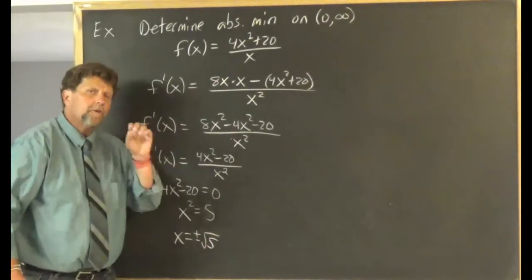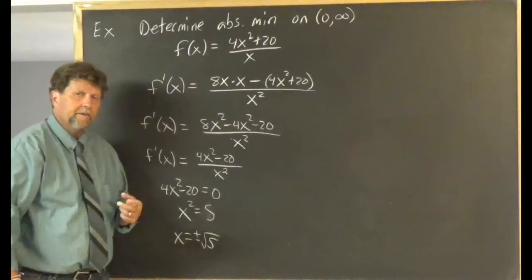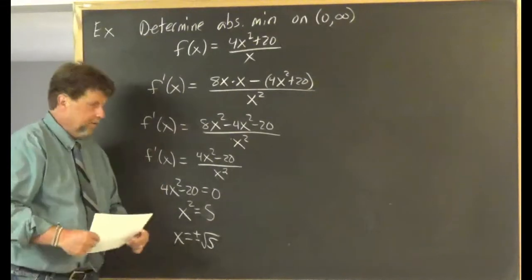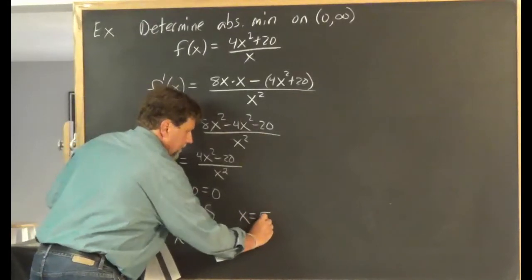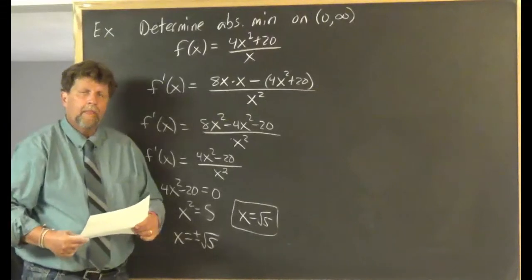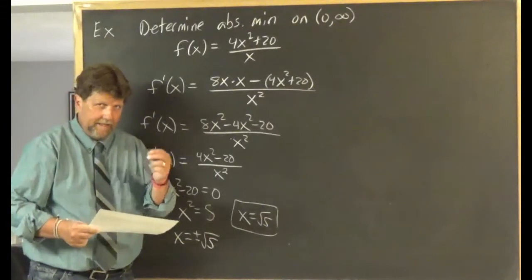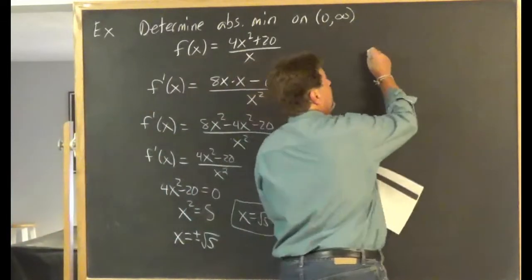So on the interval 0 to infinity, we don't care about the negative square root of 5. That's not on the interval. So on the interval 0 to infinity, we're only interested in the square root of 5. All right, so now to apply the power of the second derivative test, I need to compute the second derivative. So let me come over here to do that.